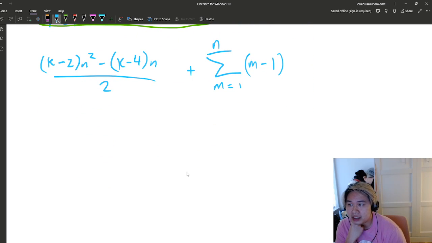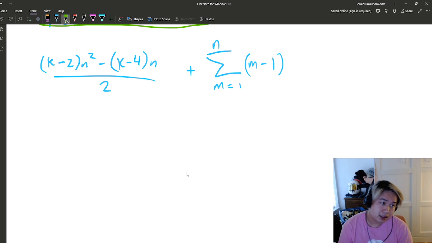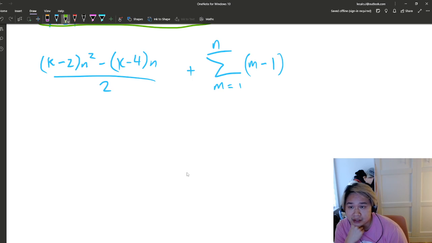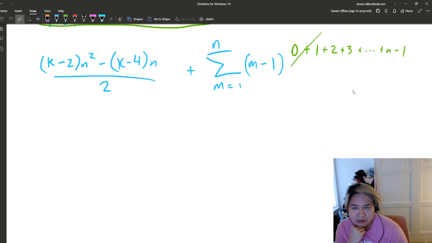So sum this up. For those that can't recognize what this is, like I said, I like to write out the first few terms just so that I get a feel for it. So if m is 1, then this is going to be 0. And then if m is 2, it's going to be 1, 2, 3. So this goes all the way to n minus 1. If you ignore the 0, we have u1 right here. This is just another arithmetic series.